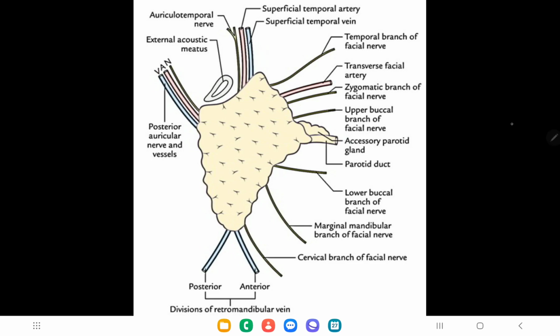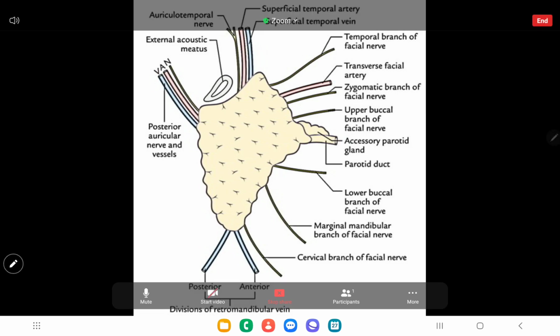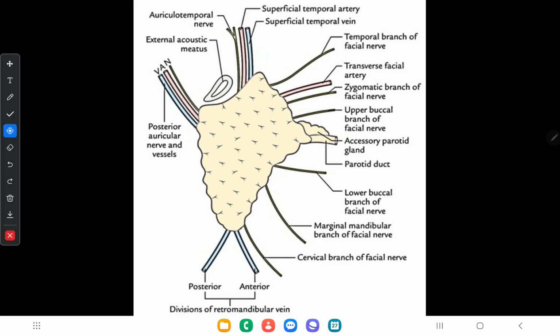Actually, I cannot show the three processes very clearly in the parotid gland, but I will tell you what those three processes are and where they are located. There is a process called the glenoid process. It is a part of the base or superior surface. The glenoid process is lodged between the external acoustic meatus and the capsule of the temporomandibular joint.